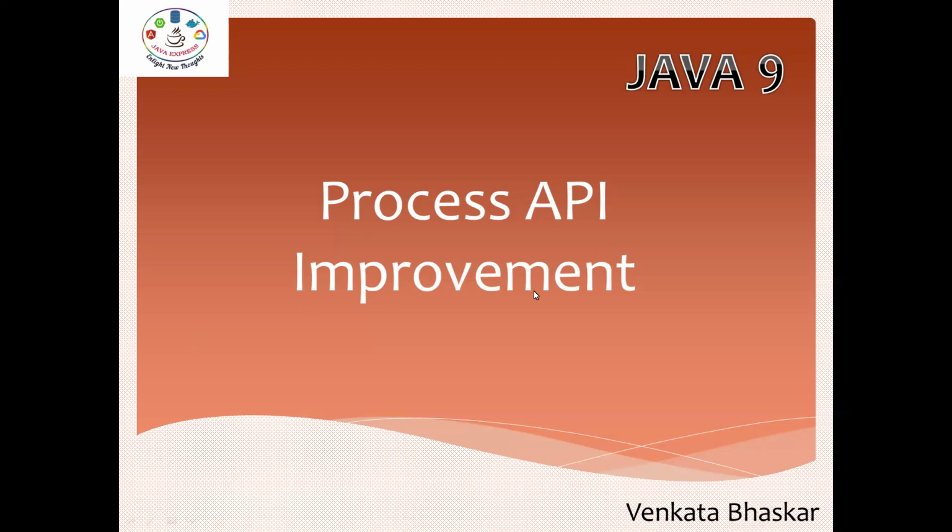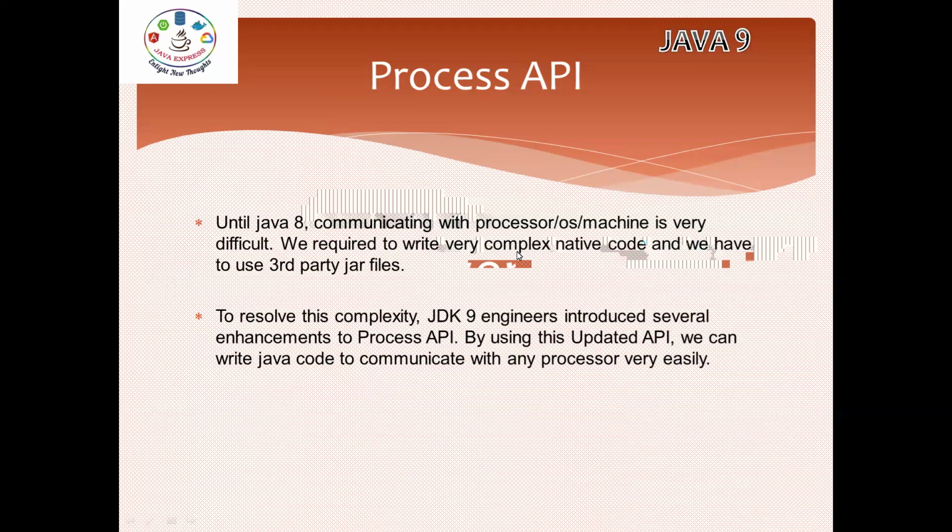Today I'm going to explain one of the improvements, the process API improvement. It is available in Java 9. Why do we actually need it? If you want to communicate with your operating system, like what processes are running, what the process ID is, if you want to create a process or delete a process, to perform these kinds of activities we need to use some complex native code and third-party jar files. In Java, we don't have those kinds of APIs available. Until Java 8, communicating with the OS was very difficult.